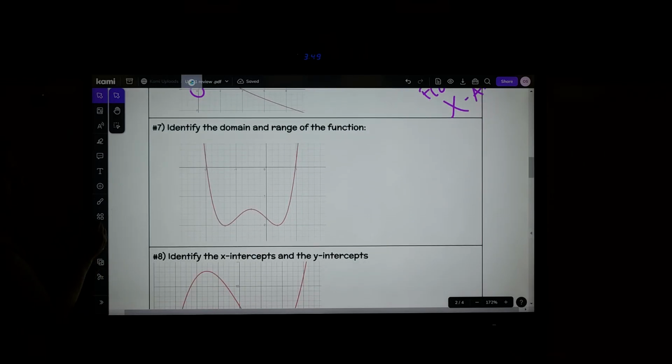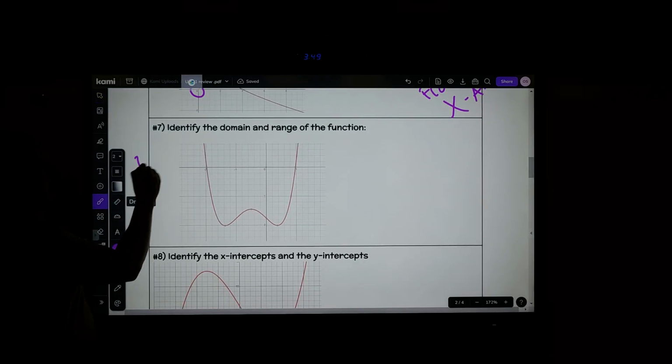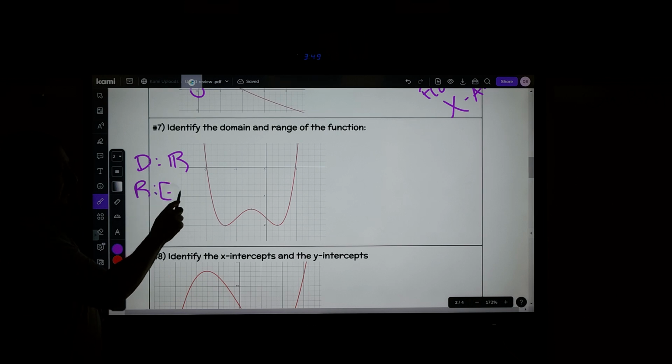Okay, identify domain and range. It's a pretty simple one here. Domain, again, it's all real numbers, or negative infinity to positive infinity. Range is the same as the other one: -2 to infinity, or y greater than or equal to -2. Equal to because it's a solid line.